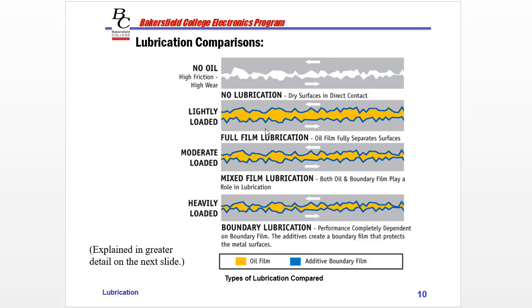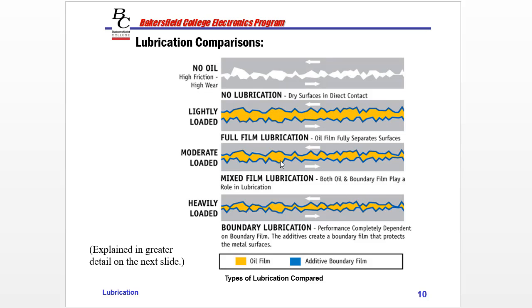When we have a full film lubrication, we have an oil film completely separating the two different surfaces. So here the gray is the surfaces and the yellow is the lubricant, and nowhere along this yellow area do we have metal-to-metal contact. So we've achieved that. And here we have metal-to-metal contact with no oil or no lubrication. So this is considered a full film lubrication.